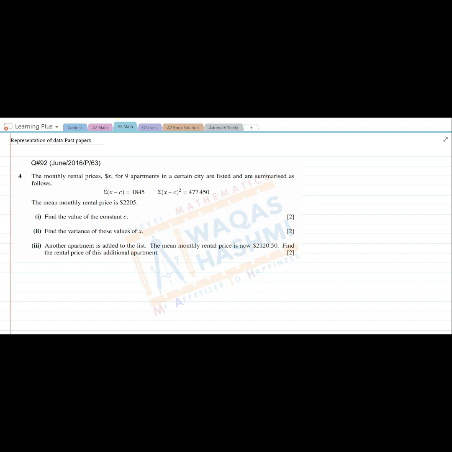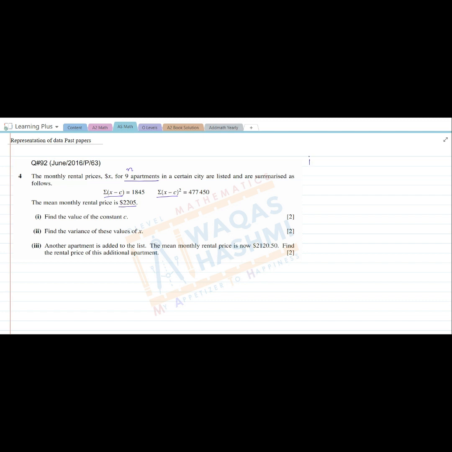Alright class, it's June 2016, paper 6, right? The question says the monthly rental prices X dollars for 9 apartments, so you have the value for N here, in a certain city, are listed and summarized as follows. The summation of X minus C, and X minus C squared. The mean monthly rental price is 2205, so the mean is given.